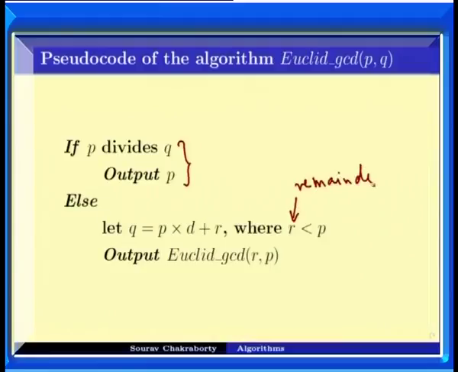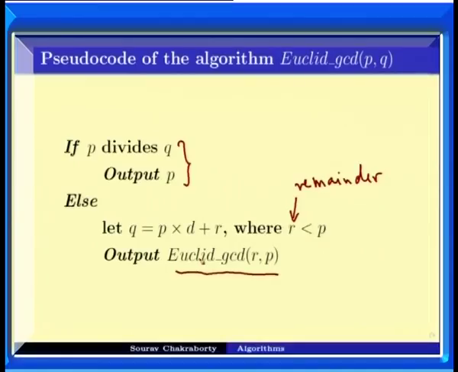So, R is in some sense the remainder when you divide Q by P, and then once we have that, by our property we know that GCD of P and Q is exactly equal to GCD of R and P, and thus all we need to do is call this function again with a smaller input R and P. So, it is a recursive algorithm, an algorithm that calls itself again and again, but it is calling itself with smaller and smaller numbers.